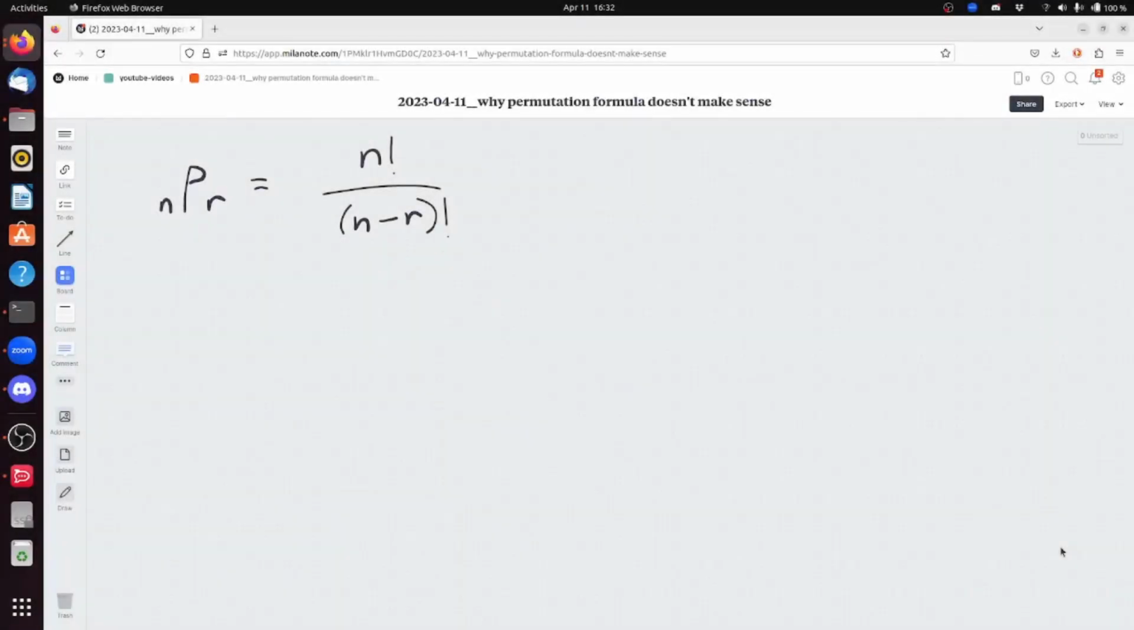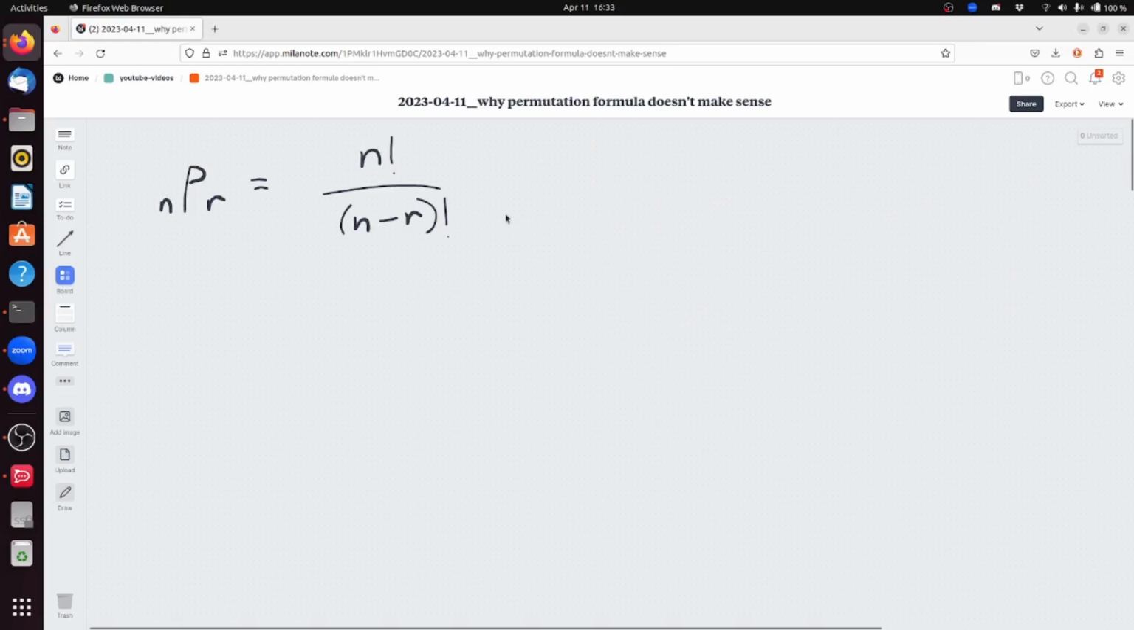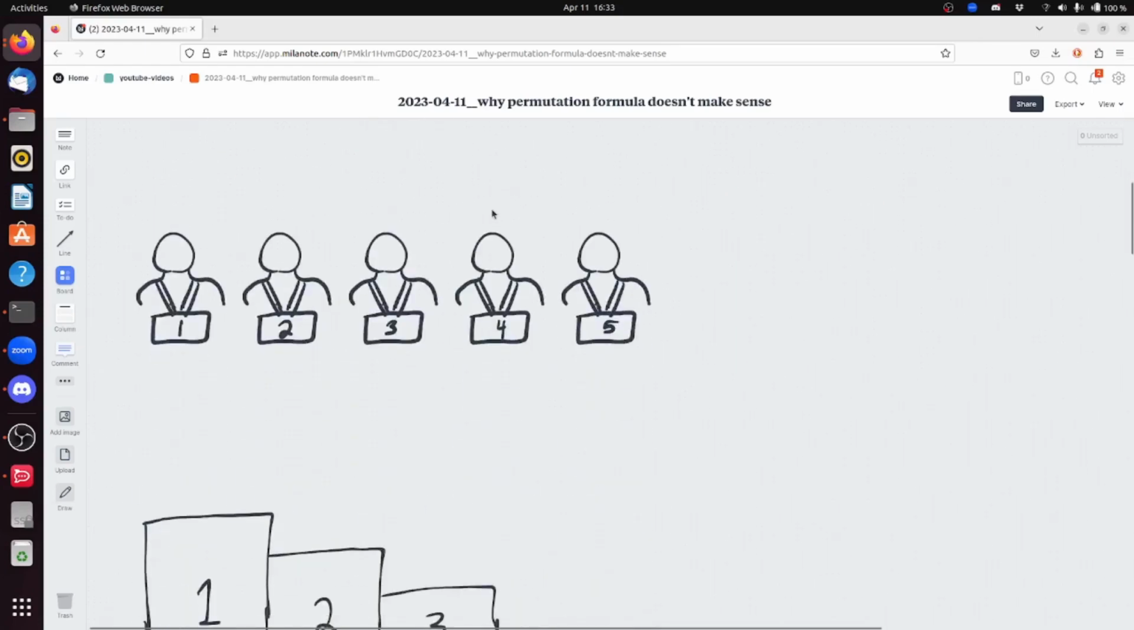In my opinion, the permutation formula is unnecessarily confusing. Here we can see that it's essentially made up of multiple factorials, multiplication, and division. Now, in order to explain why I think it's confusing, we first have to think about what the situation that we're actually trying to model is.